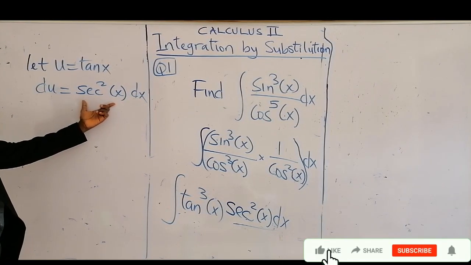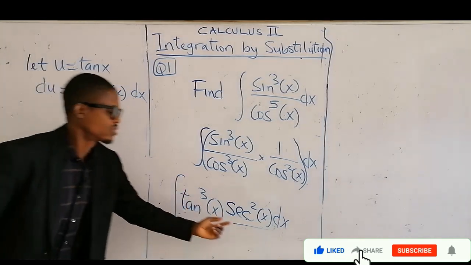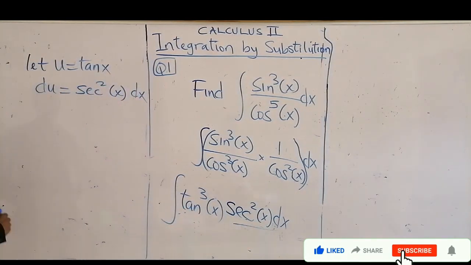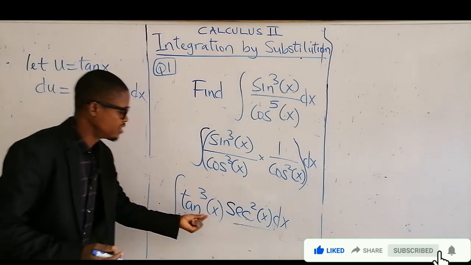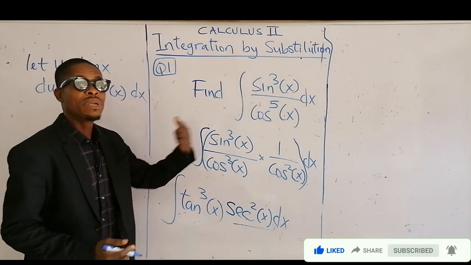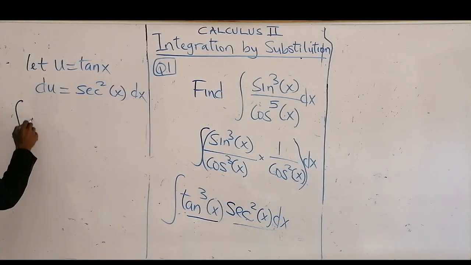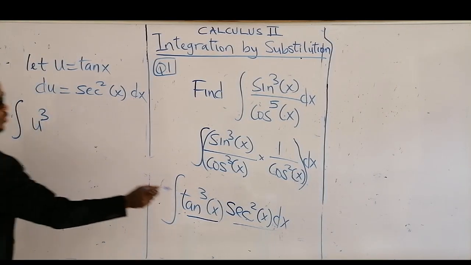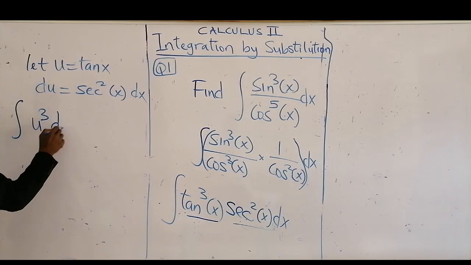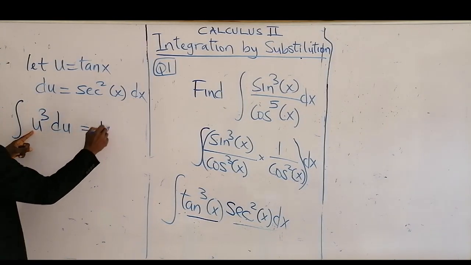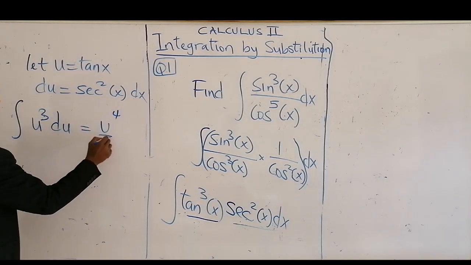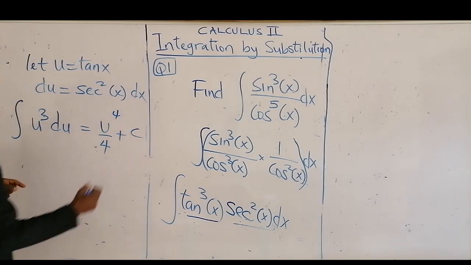So you can see now, sec square x dx is now dU. So we can now transform the function. The function in x, we can make it now in U. And that will be the integral of U to the power 3 dU. If you integrate this one, it's going to be U to the power 3 plus 1, that's 4, over 4 plus C. That's our answer.